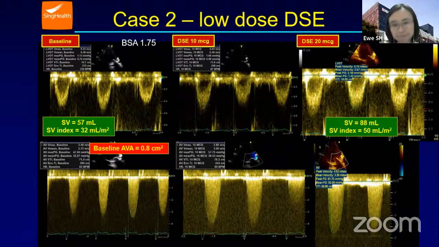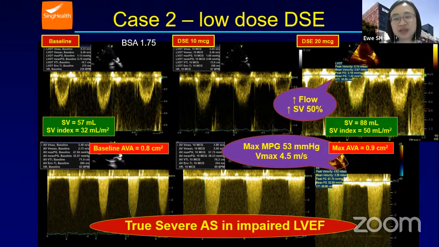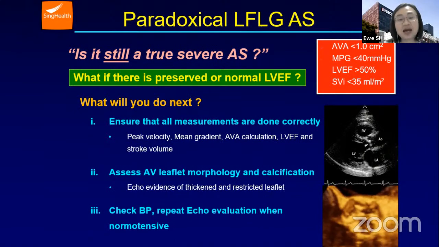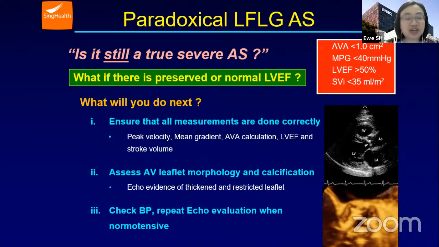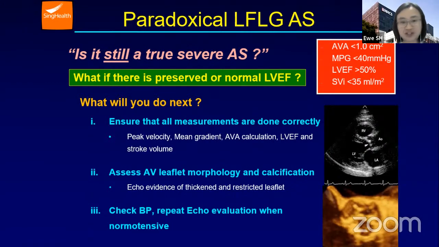The second case, the bicuspid aortic valve, which you probably remember, in this case, we increased the dobutamine to 20, and by then we managed to increase the stroke volume above 50, and we also derived a velocity above 4 and a gradient above 50. So he has severe aortic stenosis, and then he was given TAVI, and he recovered very well with almost a normalization of the LV dysfunction.